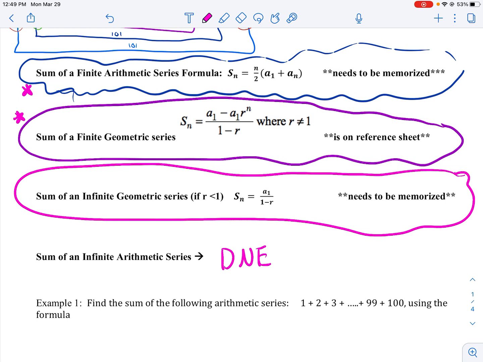Okay, same thing with this infinite geometric series. This happens only if r, the actual number itself, is less than 1. We'll see an example of these down below where r is not less than 1, and you start to see what happens to these numbers. Okay, so anyway, let's get to number 1 here.